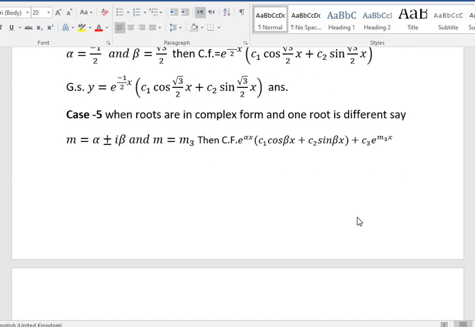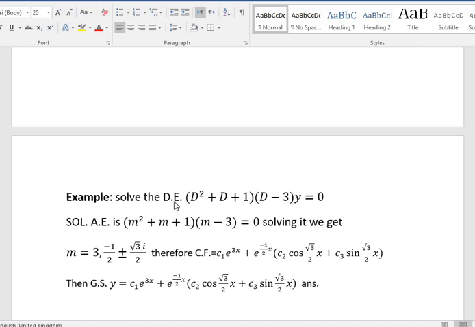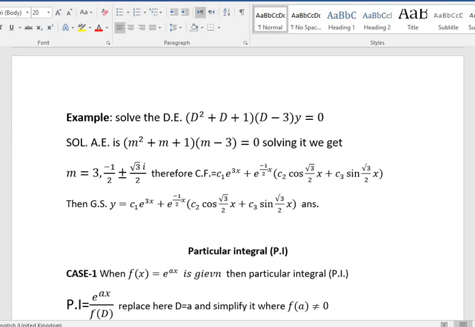What is the meaning of this one? How can I understand? I am giving you one example. Solve the differential equation (D square plus D plus 1) into (D minus 3) into y equal to 0. Here, see here, f(x) is given as 0. So what you have to do? General solution will be only complementary function. So for getting complementary function, you have to write this equation in the form of auxiliary equation. Auxiliary equation is (m square plus m plus 1) into (m minus 3) equal to 0. Solving it, we get m equal to, see that one, m minus 3 equal to 0 means m equal to 3.